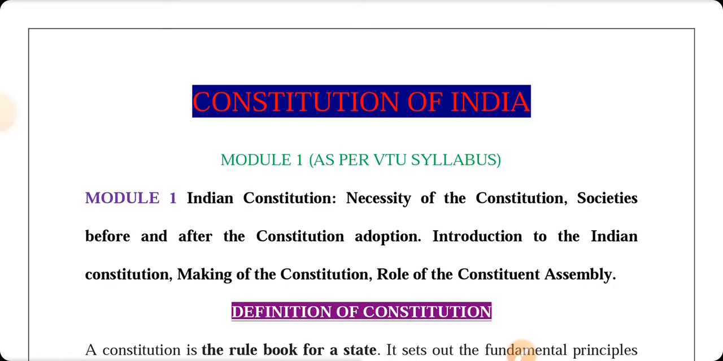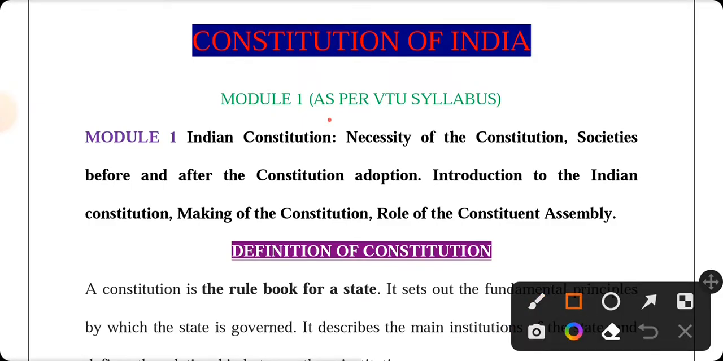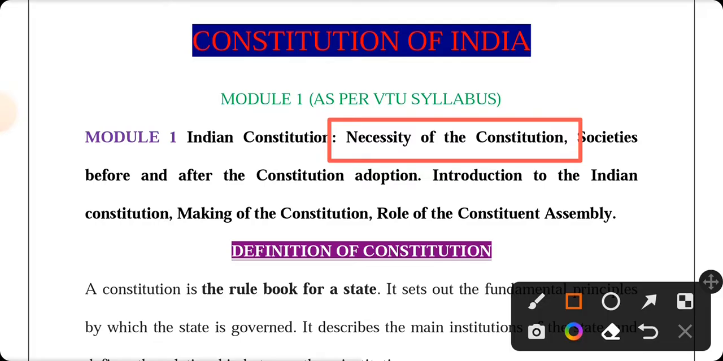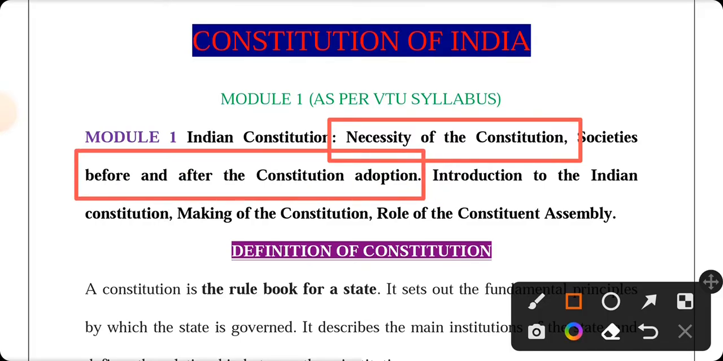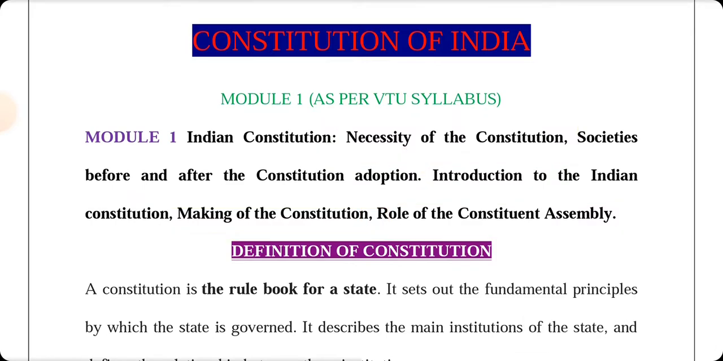Today I will be discussing the Constitution of India as per the V2 syllabus. The first module includes the Indian Constitution, its necessity, societies before and after Constitution adoption, introduction to the Indian Constitution, making of the Indian Constitution, and the role of the Constituent Assembly. This is the first module. As per the syllabus only, I have prepared the content.